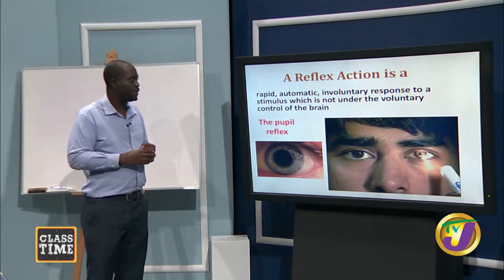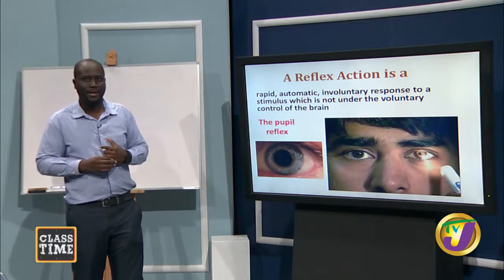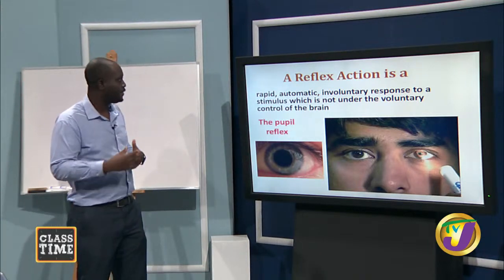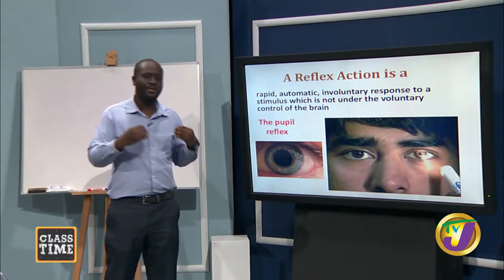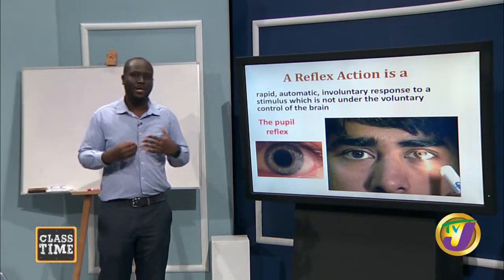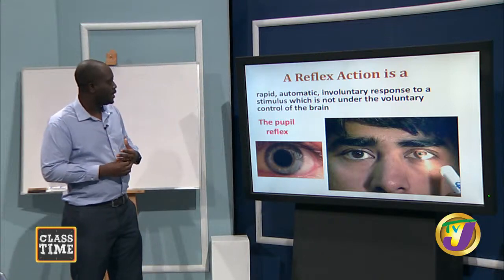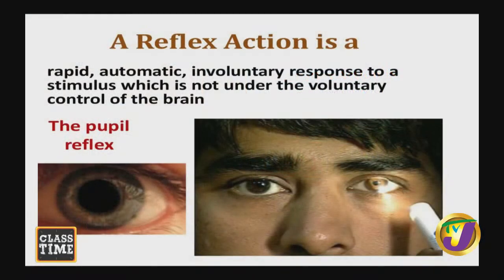And so now we're going to look at what is meant by a reflex action. The reflex action is a rapid automatic response to a stimulus. There's no thought process involved. The body just responds to it. For example, when light is shining into the eye, the pupil constricts. But in a dark area, the pupil will dilate, as you can see. So this is a pupil reflex.